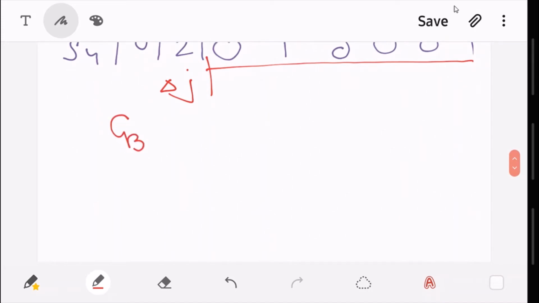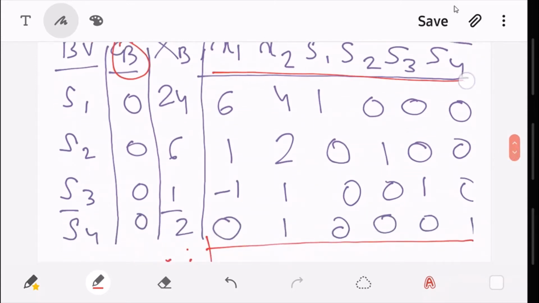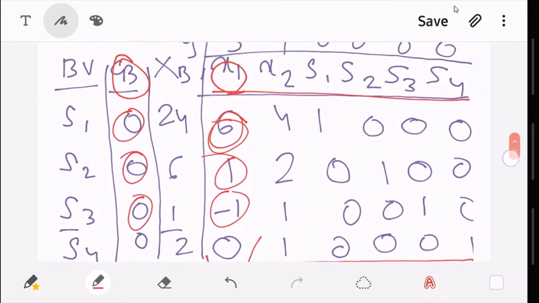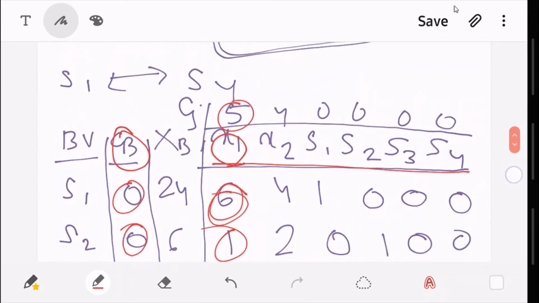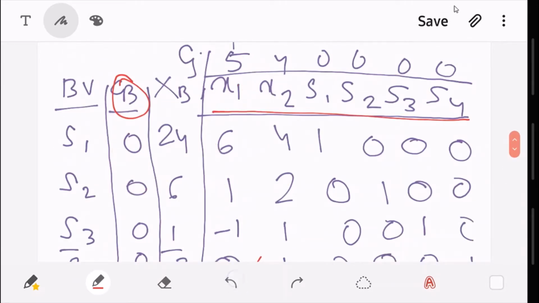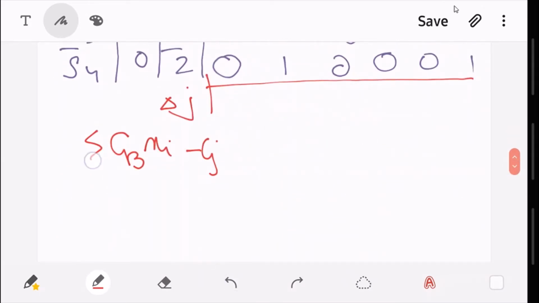cb into xi minus cj, that is, the cb column into xi, these all variables. If I am finding it for this value, then I will take these values, this into this plus this into this, whole minus this. Here is a summation sign.